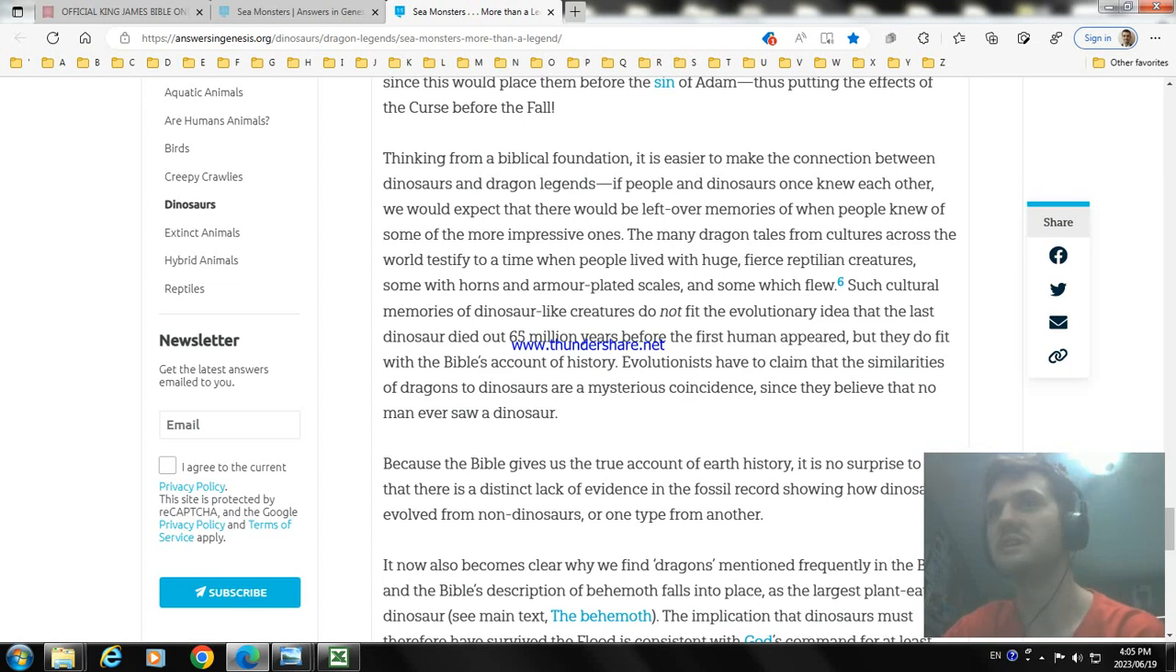Such cultural memories of dinosaur-like creatures do not fit an evolutionary idea. The last dinosaur supposedly died out 65 million years before the first humans appeared, but that does not fit the Bible's account of history. Evolutionists can claim the similarities of dragons to dinosaurs are a mysterious coincidence, but some seem to believe that no man ever saw a dinosaur.